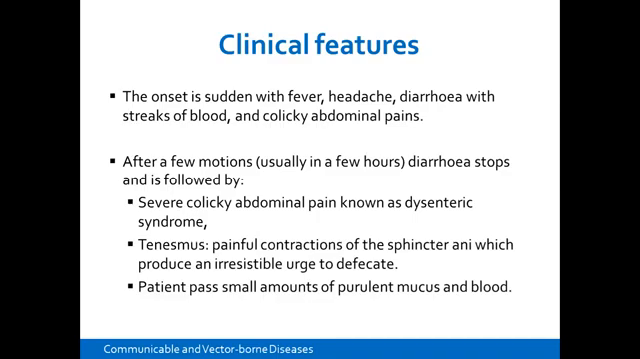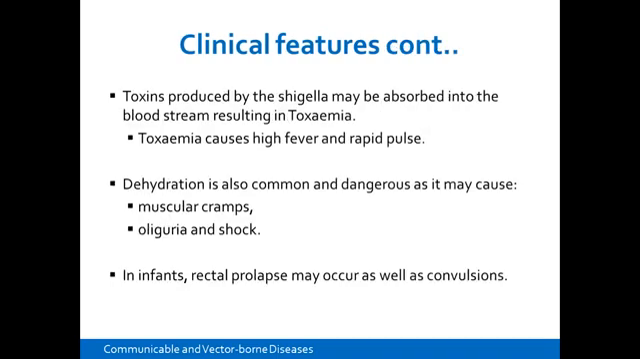So normally after a few motions, the diarrhea stops, and it is normally followed by very severe abdominal pain. Then you'll have tenesmus. Then the patient passes a small amount of purulent mucus and blood. The toxins produced by the Shigella may be absorbed into the bloodstream, resulting in toxemia. And the toxemia is what causes the high fevers and the rapid pulse.